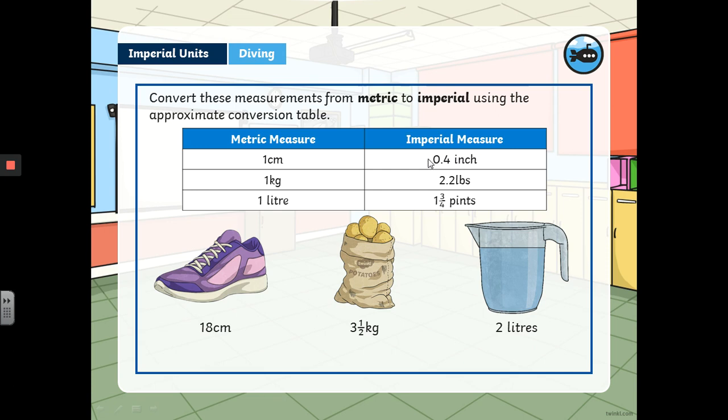18 times 0.4. 1 kg, 2.2 pounds. So 3.5 kg times 2.2. 1 liter, 1 and 3/4 pints. 2 liters, 2 times 1 and 3/4. So what would the answers be? 7.2 inches, 7.7 pounds, 3.5 pints. So you just multiply by the next measurement, children. If 1 centimeter is this much, 18 centimeters will be 18 times this much. 1 kg is this much, 3.5 kgs is 3.5 times this. 1 liter is this much, 2 liters will be 2 times this much.